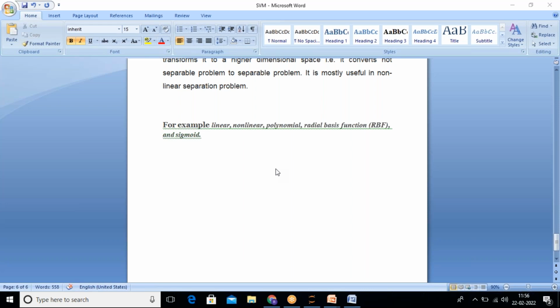You came to know what a hyperplane is. With the help of a hyperplane, you can separate the data when it moves from a lower dimensional space to a higher dimensional space. No problem with this? Till here it is okay?